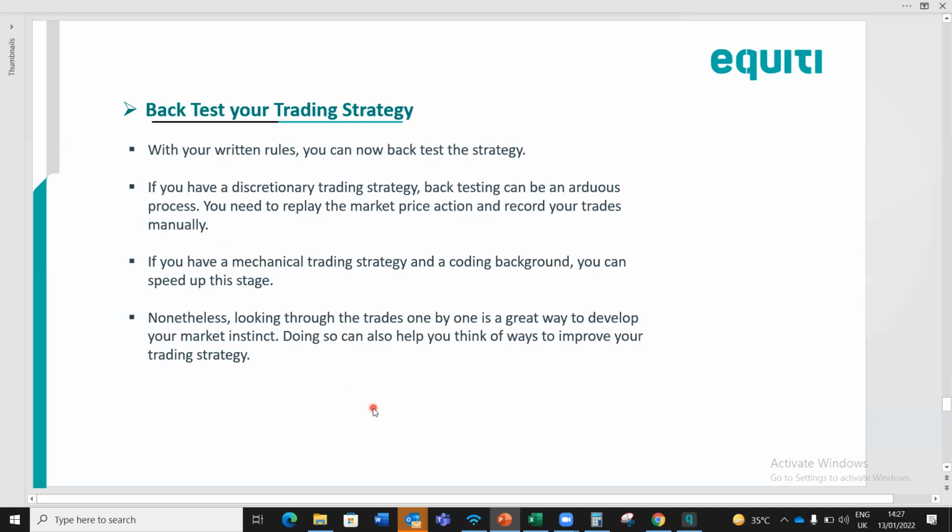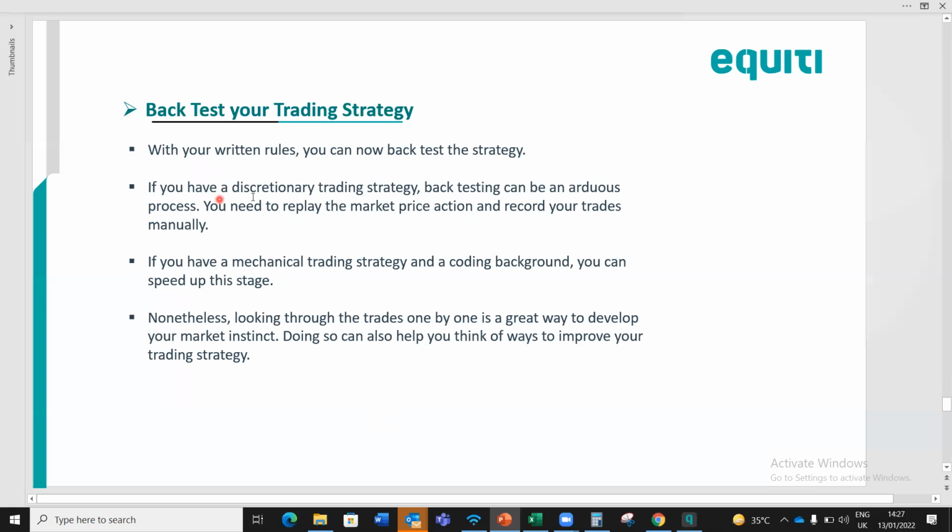All right. Then the next is backtest your trading strategy. All right, backtest your trading with your written rules. You can now backtest the strategy. Whenever I use the strategy, how many times did I get a win ratio? How many times did I get hit on my stop loss? All right, you would be able to know all that.